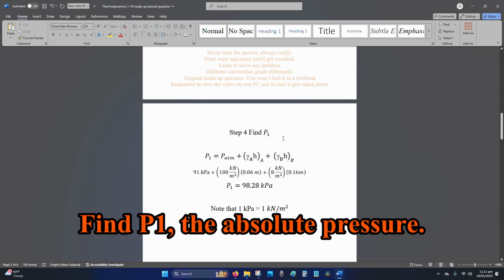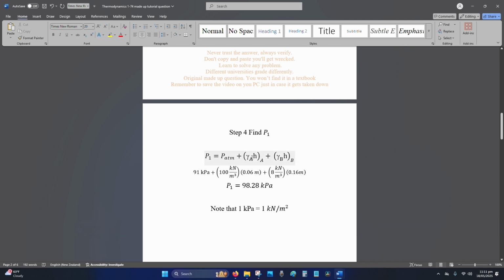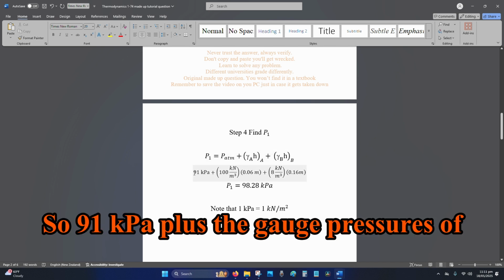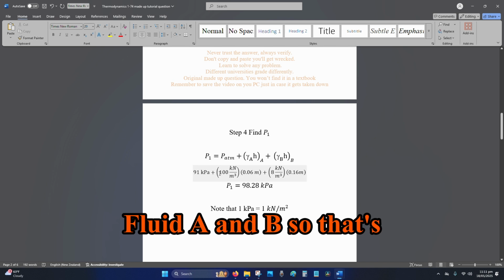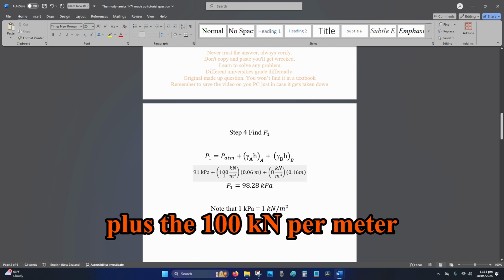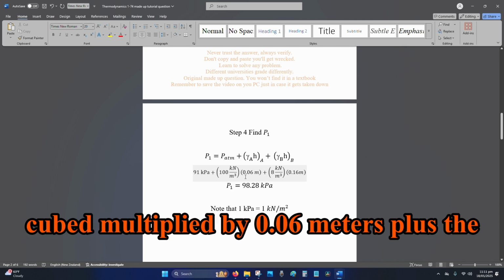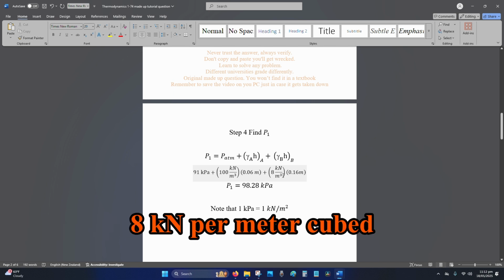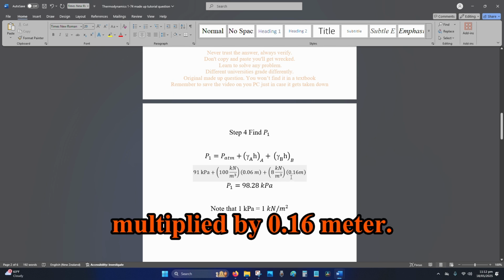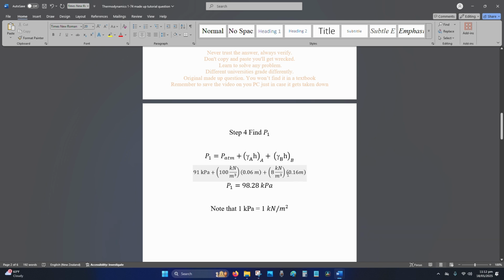Find P1, the absolute pressure. So 91 kPa plus the gauge pressures of fluid A and B, so that's plus the 100 kilonewtons per meter cubed multiplied by 0.06 meters, plus the 8 kilonewtons per meter cubed multiplied by 0.16 meters.